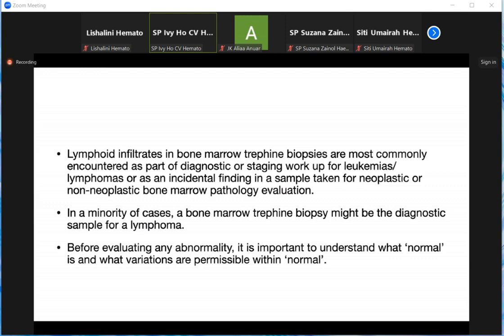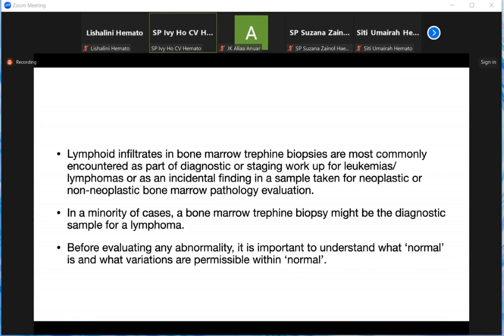Lymphoid infiltrates in the bone marrow Trephine biopsies are commonly encountered as part of a diagnostic work in our daily work, and especially for staging workup for lymphomas. Or sometimes it can be seen as an incidental finding in a sample taken for other pathology, right? But in the minority of cases, when we don't have anything else but only the Trephine biopsy, this may be the only sample that we have for a diagnosis of a lymphoma.